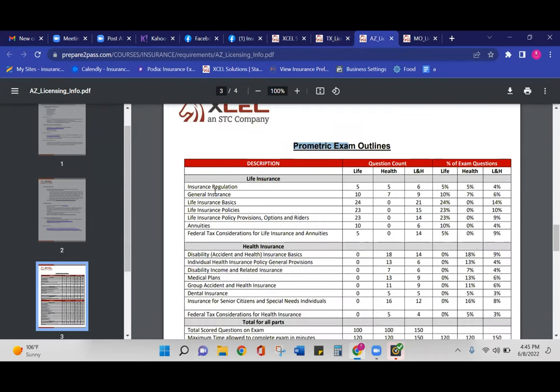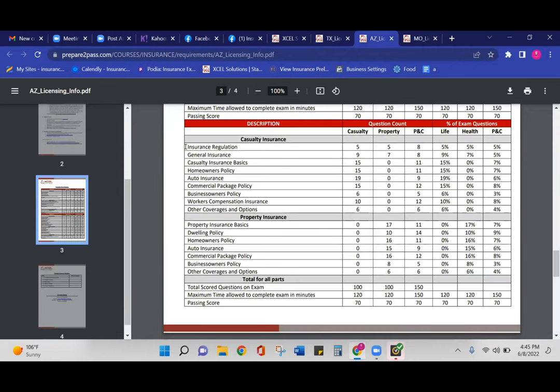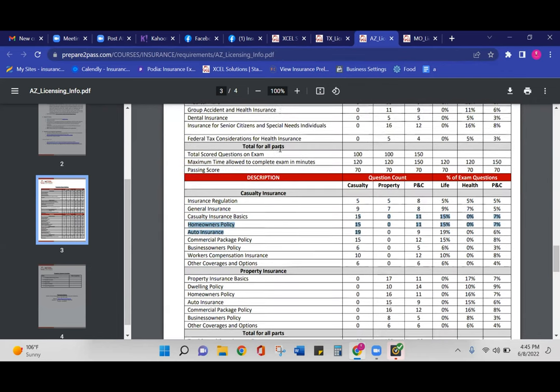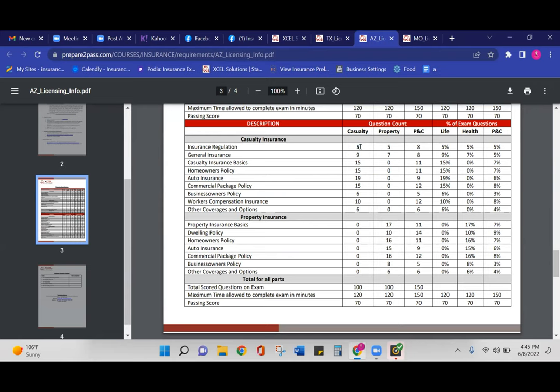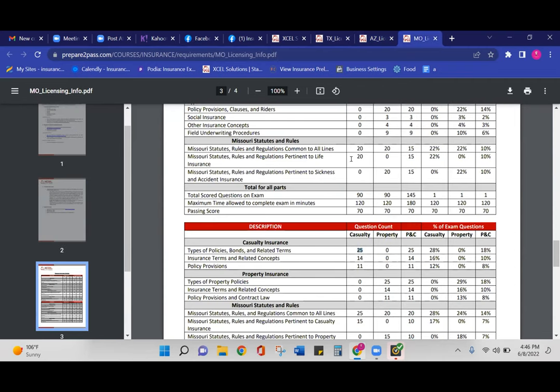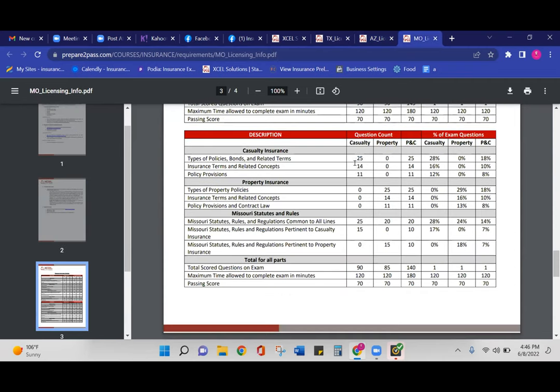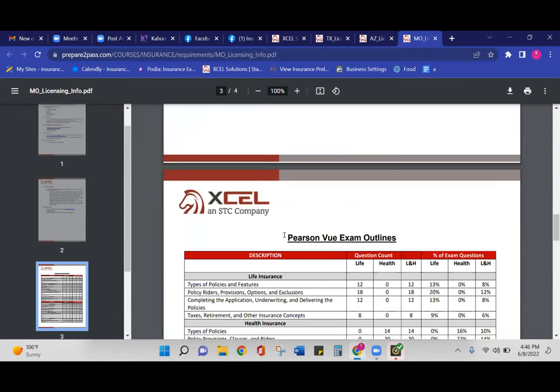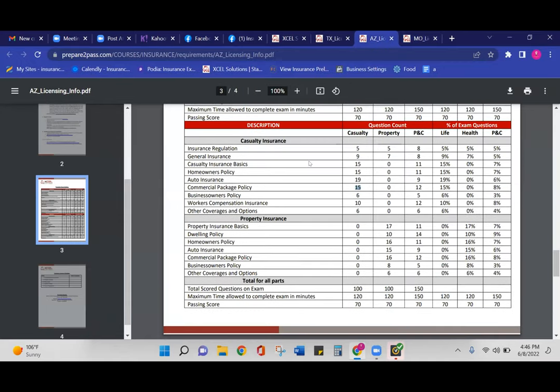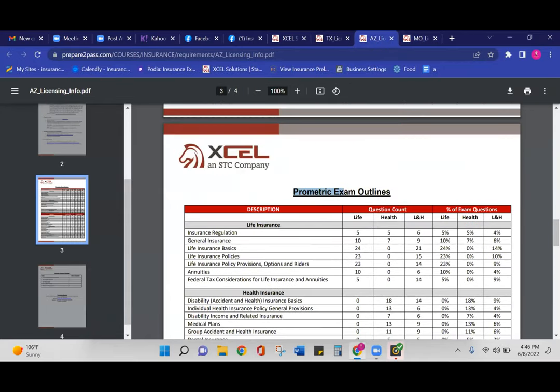If you're in Prometric, it's going to look different. They're going to break down the chapters a lot further, section by section by section, where Pearson will just group it all together. Prometric stretches it out. So if you notice in Arizona, for instance, it's way more spread out. 5 questions, 9 questions, 15, 15, 19, 15. And if we go back to one of these examples, it's a lot bigger, 25, 14, 11, right? So it's going to look a little bit different, but everything that I say that is true for Pearson, if yours says Pearson, it's true for you. And if I'm talking about Prometric and yours says Prometric, it's true for you.